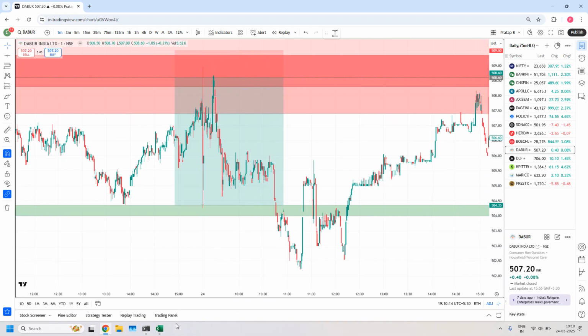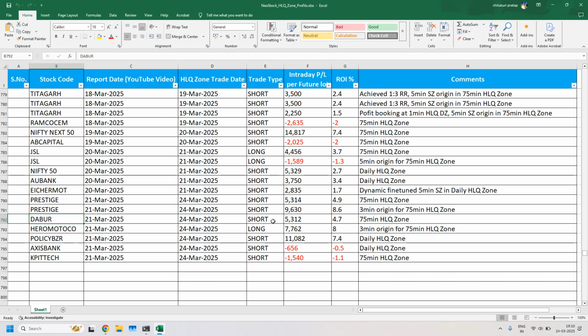Okay, how much profit has Dabur given? Dabur has given 5,312 rupees profit, which is 4.7% ROI as per one futures margin cost. So these 5 we got as successful trades. Of course, out of 5, 2 trades are from a single stock. And 2 are stopped out.